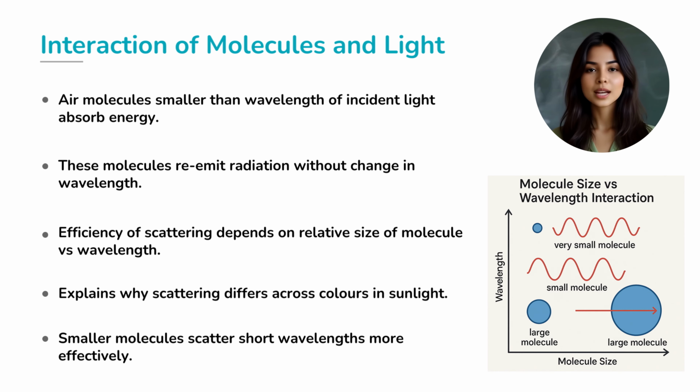Now, how does scattering really work? Air molecules, which are smaller than the wavelength of light, absorb incoming light energy and then re-emit it. But here's the catch: the scattering isn't the same for all wavelengths. Shorter wavelengths, like violet and blue, interact more strongly with these tiny molecules. Longer wavelengths, like red, are hardly disturbed. That's why different colors of sunlight don't scatter equally in the sky.